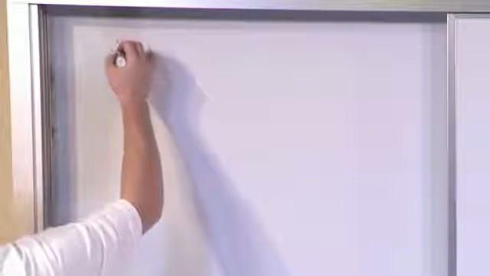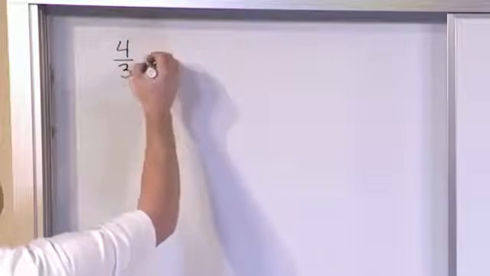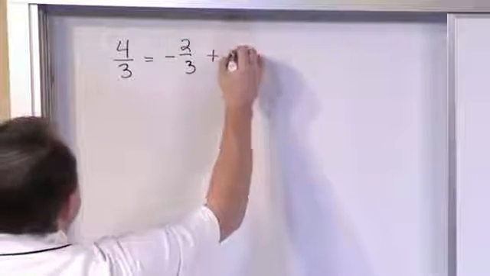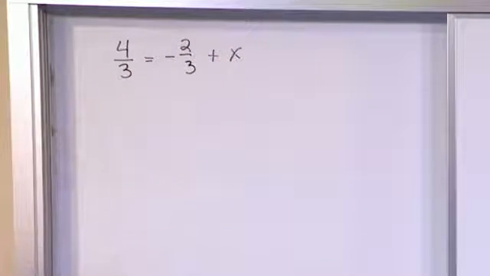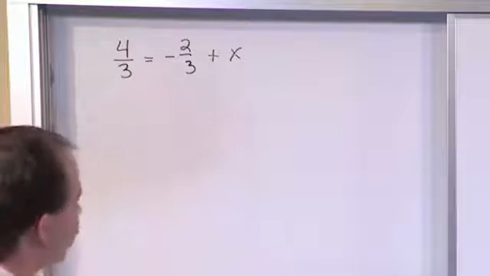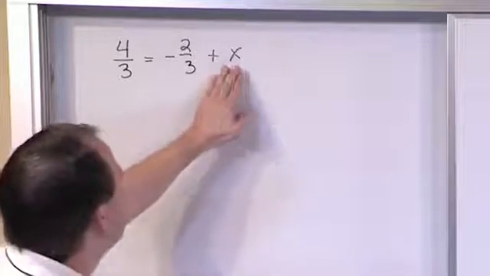All right, so let's crank up the complexity just a little bit. What if we have 4/3 is equal to negative 2/3 plus x? Notice there's a couple differences here. The first one is I have fractions in here, which scares off a lot of people. The second one is x is on the right-hand side.